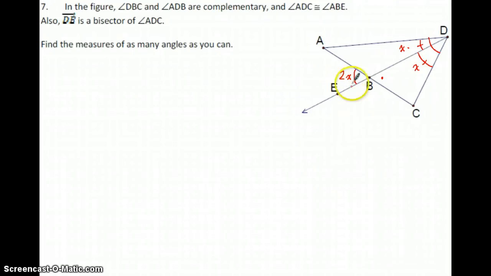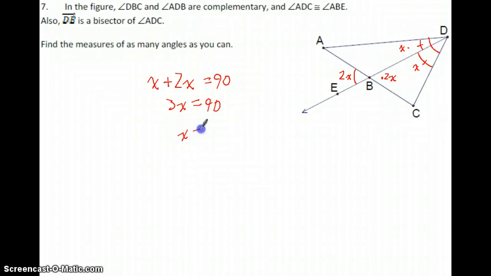Great. And I was congruent to this one out here, so that's also 2x. I can say this is 2x too. And now I just found out that x and 2x are complementary. That's one way to do that. There's other ways to do this. I could have called this 90 minus x and gone, oh look, 90 minus x equals 2x. Any way I do that, I'm going to figure out that x is 30.